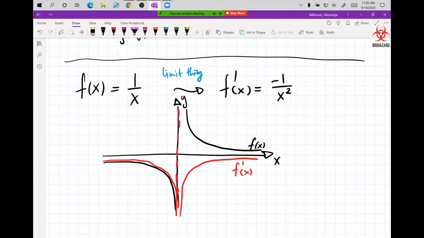So you can say a lot about a function without knowing what the function is.